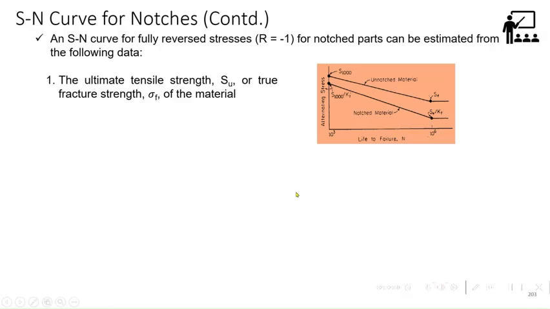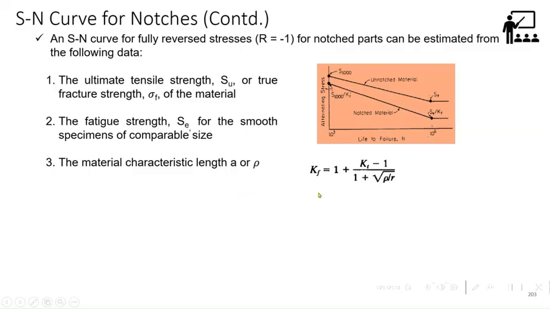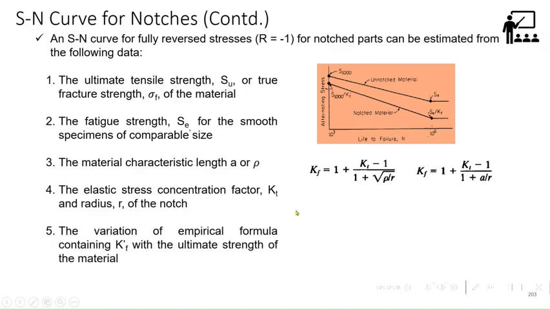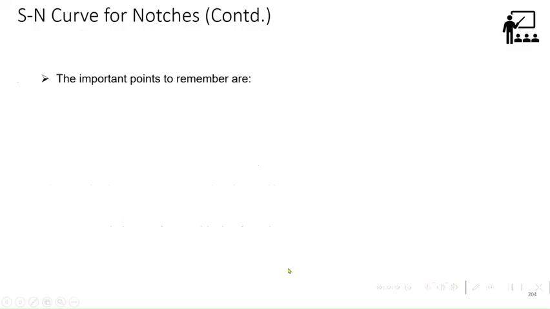The ultimate tensile strength and true fracture stress are required at this point to get Kt equal to 1, not Kt equal to N equal to 1. That's why you need the true fracture strength. The fatigue strength for the smooth specimen of comparable size is needed. Then the material characteristic length is required, because that equation is given whether you use Peterson or Neuber. They need either rho or a. Then the elastic stress concentration factor Kt and radius, so that you can find out from the Peterson or DFM. The variation of the empirical formula containing K'f, this graph, is required. Based on that, you can find out K'f.